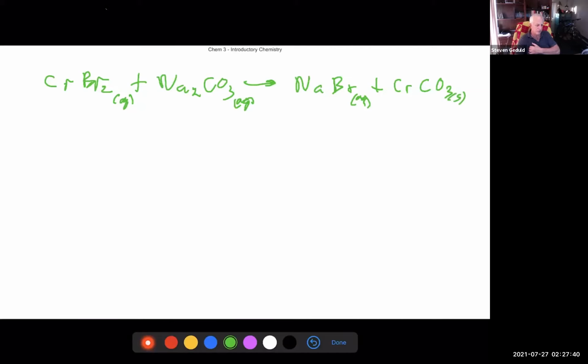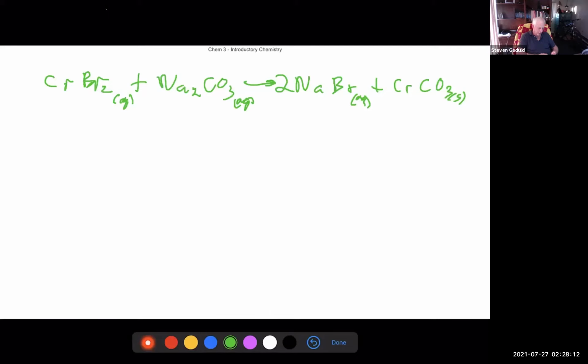That's a precipitate. If you look in your book, you'll see that's a solid. Now I got to balance it. We have 2 bromines, so I put a 2 in front. And 1 chromium, 1 CO3, 2 sodiums, 2 bromines. That should be balanced. The NaBr is aqueous, the chromium carbonate is solid. So that should be the first step.